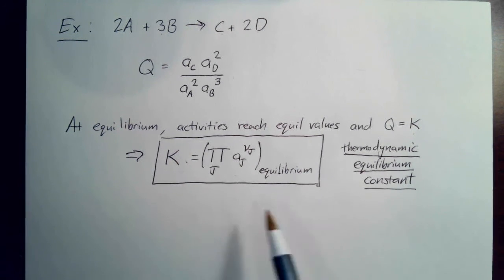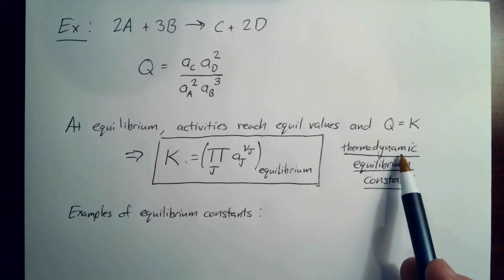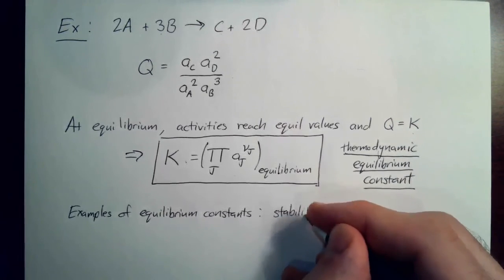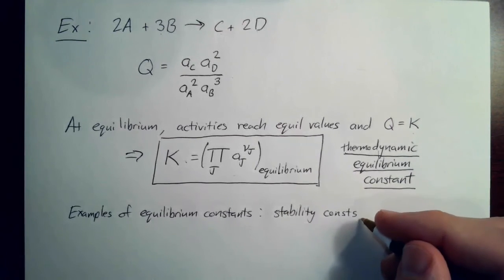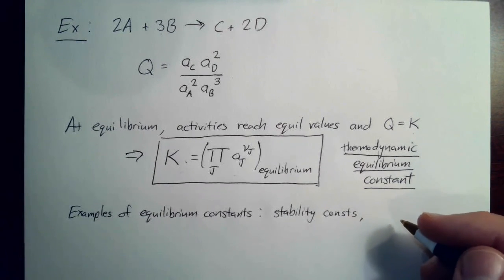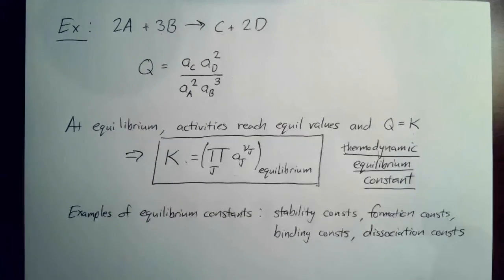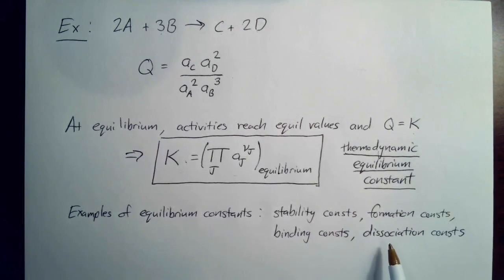There are many examples of equilibrium constants. So let me list a few. We have this one, the thermodynamic equilibrium constant. We have stability constants. We have formation constants, binding constants, dissociation constants, and others. So maybe some of these you've seen before in a prior class, or maybe you'll see these at some point in the future. These are all examples of equilibrium constants.